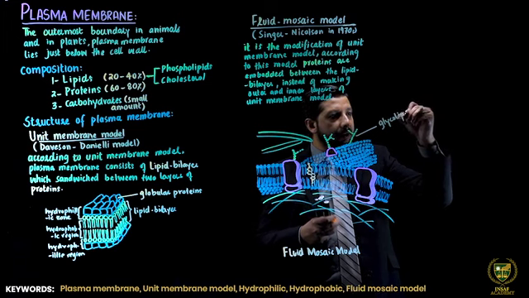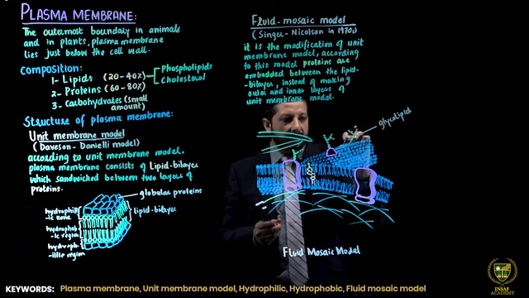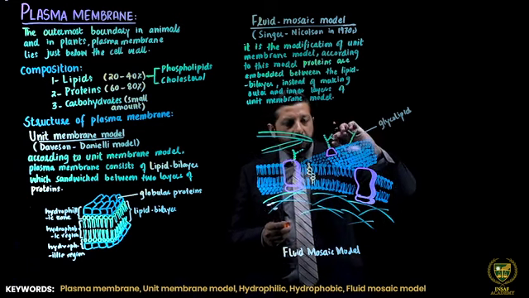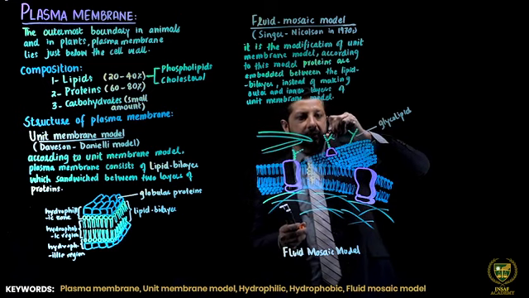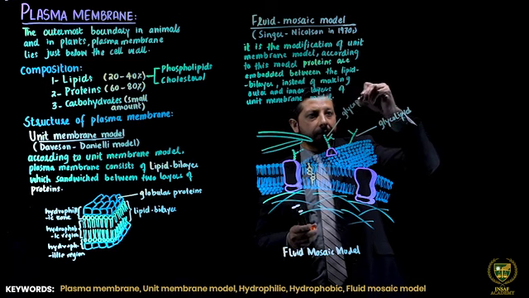So this one is the glycolipid, the conjugated molecule. Here the carbohydrate is attached to the phospholipid. Similarly, here that's a protein molecule and the carbohydrate is attached to it, it becomes the glycoprotein.